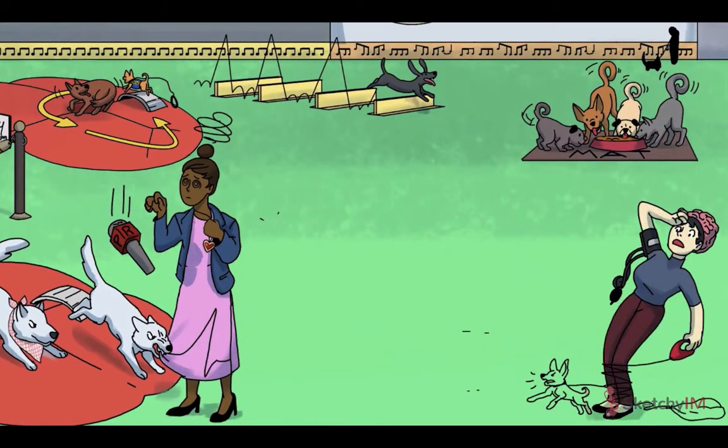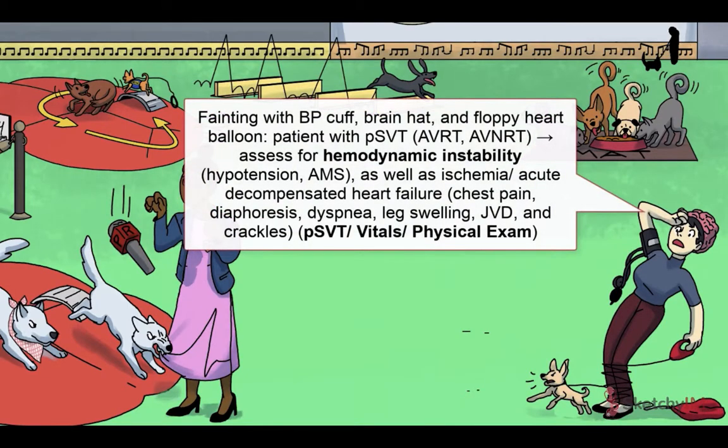The second goal is to determine whether your patient is stable or unstable, as this will determine your treatment algorithm. Signs of hemodynamic instability and poor perfusion include hypotension, altered mental status, or acute heart failure, symbolized by the blood pressure cuff, brain cap, and floppy heart balloon. These patients will require emergent and aggressive treatment.